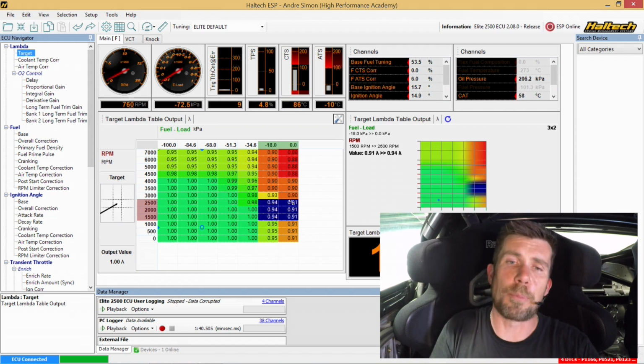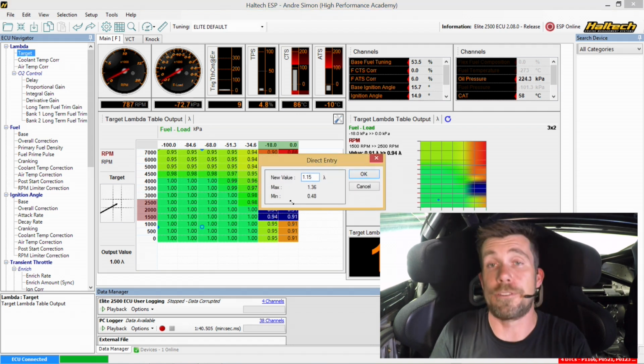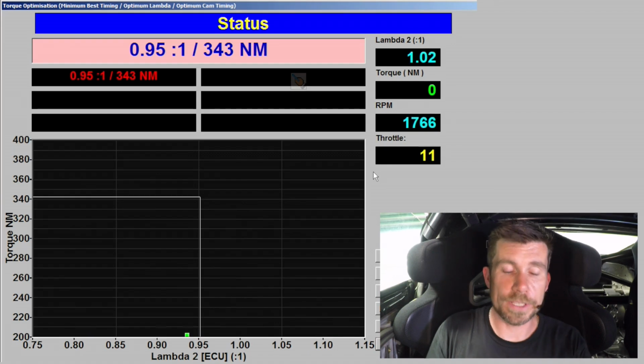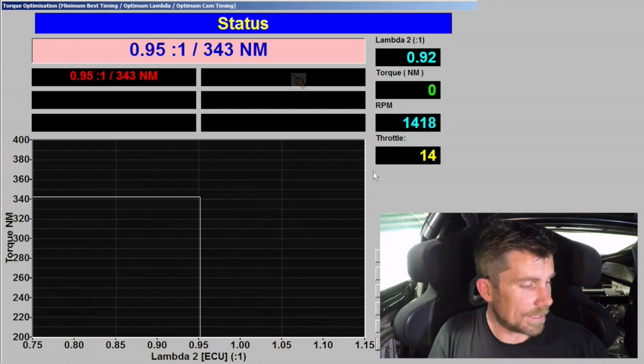And I'm going to start by targeting a very lean air fuel ratio. We're going to enter a target of 1.15 Lambda. Now this is much leaner than we'd ever expect to run a naturally aspirated engine at wide open throttle. And what I'm going to do is we'll start at 1.15 Lambda, and then I'll gradually richen the air fuel ratio all the way through to 0.75 Lambda. And we'll see how those Lambda values affect our torque. So let's get started now.